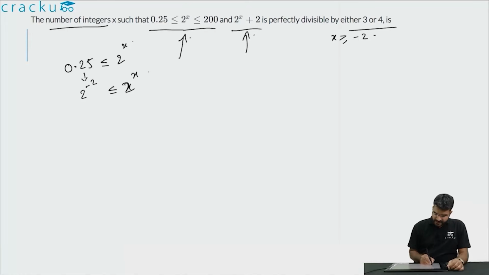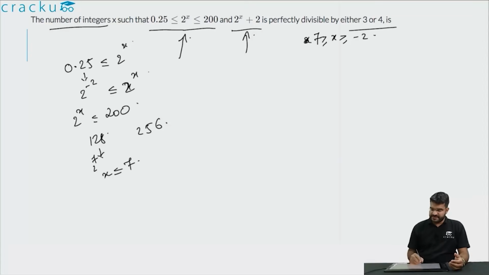Similarly, we know that 2 to the power x is less than or equal to 200. If you are looking at the powers of 2, the highest power of 2 which is less than 200 is 128, and the next power of 2, that is 256, is greater than 200. 128 is 2 to the power 7. So x is less than or equal to 7. So the integral values of x have to lie between minus 2 and 7.